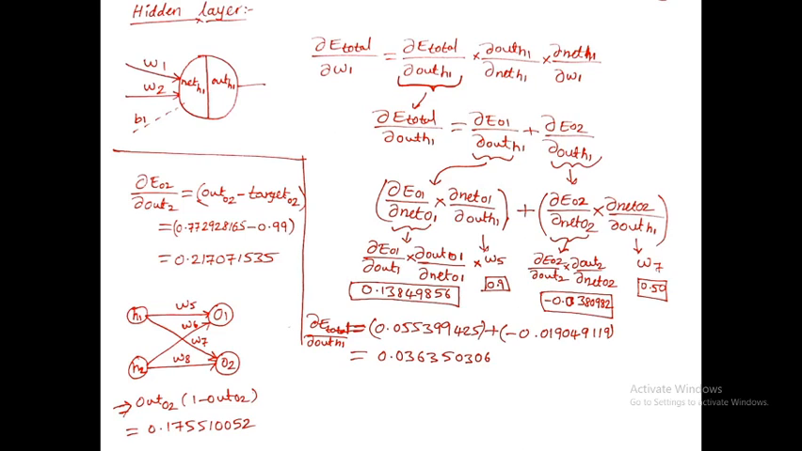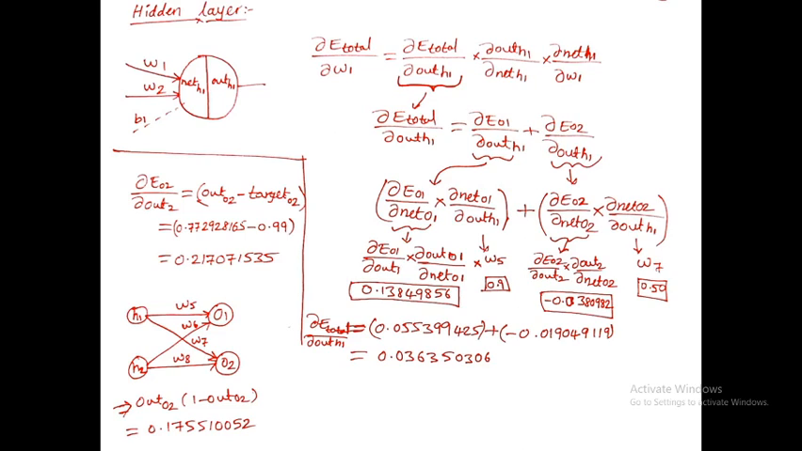Output H1 you will get after net H1 is processed through the activation function. The activation function here we have considered as the sigmoid function. The sigmoid function is 1 by 1 plus e power minus x, where here x is net H1, which is treated as the input. After net H1 is processed through the activation function, you will get the output H1.